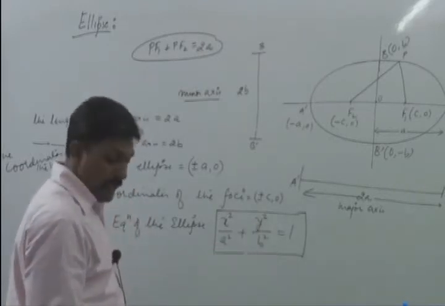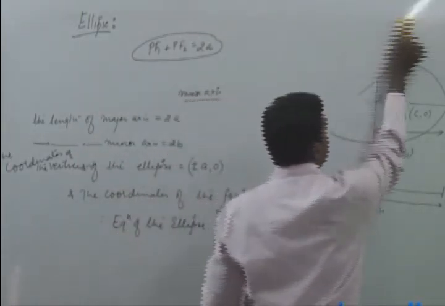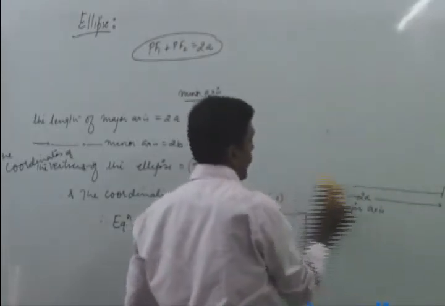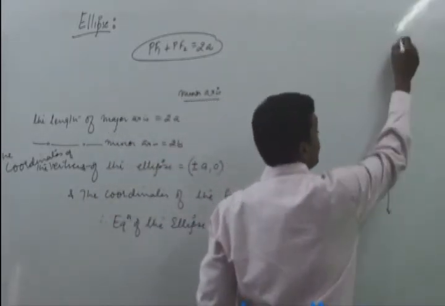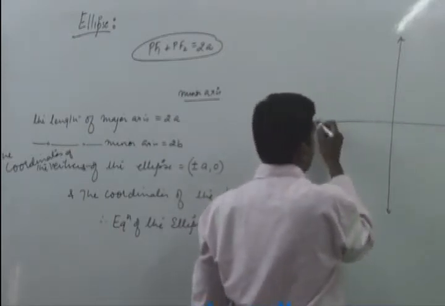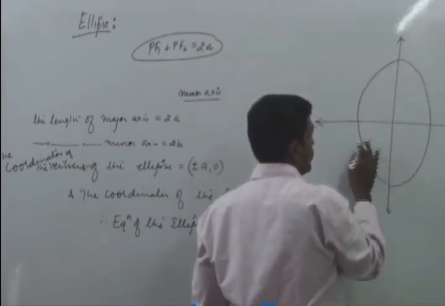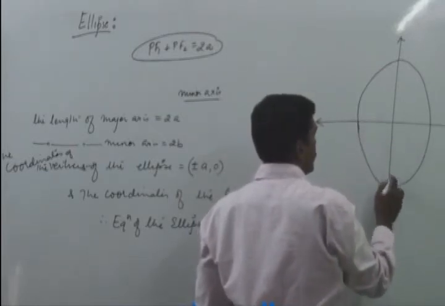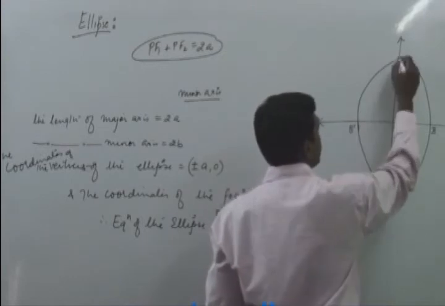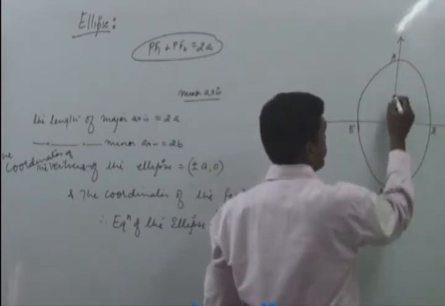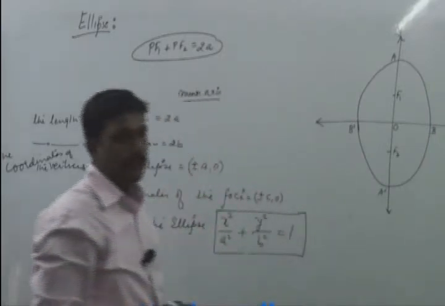So, taking another case, that is the ellipse whose axis is on the y-axis, then it is given by this figure. This will be the figure.